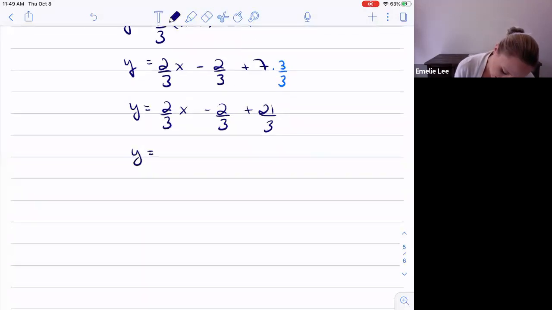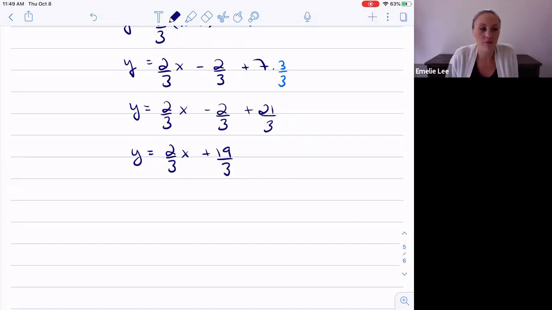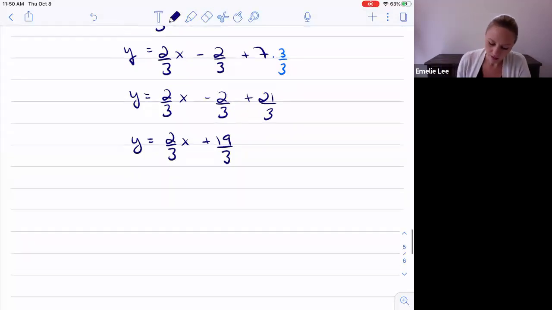So simplifying, I get 2 over 3x. Negative 2 plus 21 is plus 19 over 3, which cannot be simplified. And you can check that using your calculator if you've got one like this. 19 divided by 3, helps if I turn it on. 19 divided by 3, it doesn't simplify. See that? It's hard to see. But there we have it, right? So now we've got our equation of a line.